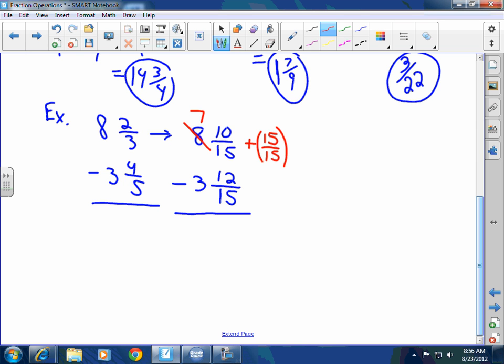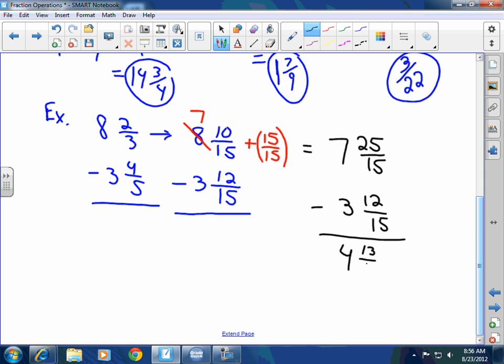Because you go by the denominator, because you're going to add these fractions, and in order to add fractions, you need common denominators. So this is going to then become, finally, 7 and 25/15 minus 3 and 12/15, and that's going to equal 4 and 13/15. And that's borrowing. Does that make sense?